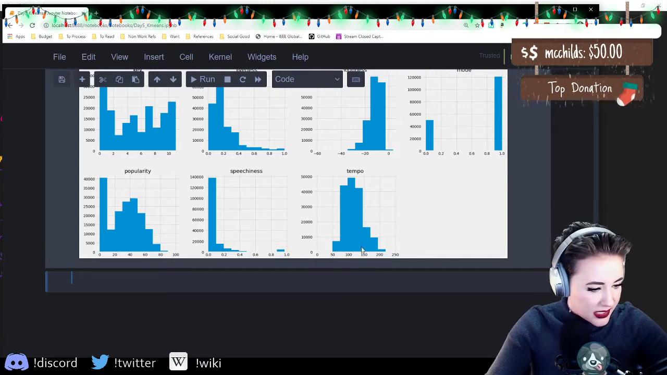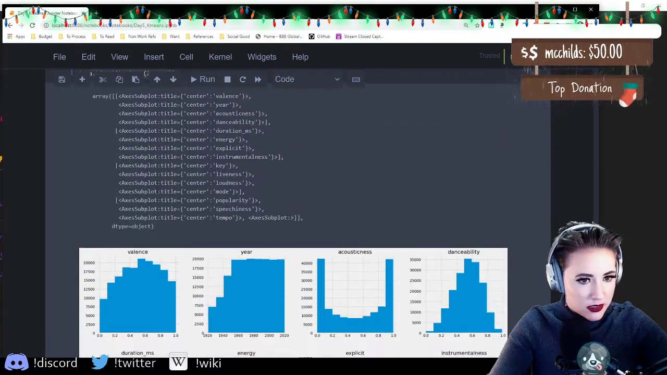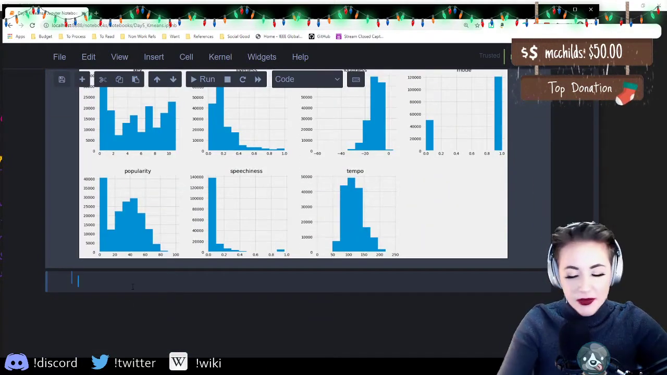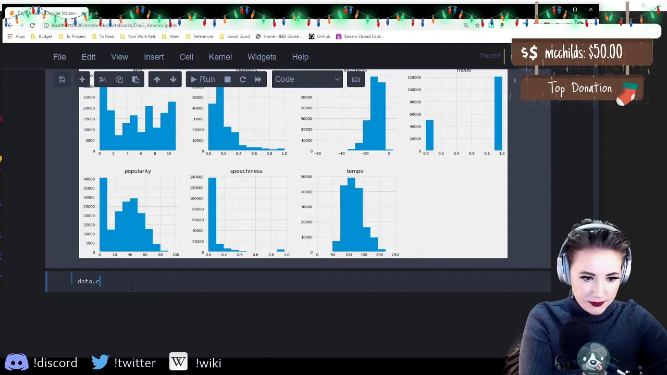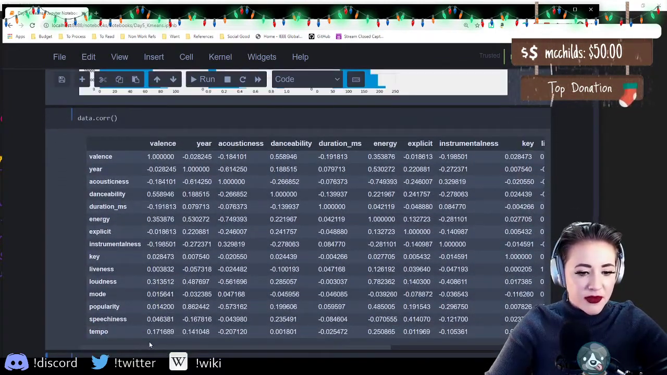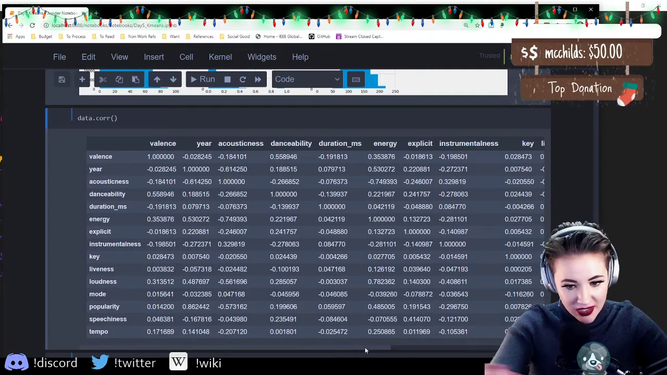How did fig size output those histograms? It didn't. Data.hist, my friend. All right. So we can also do our correlation matrix, right? And we can look at the correlation of each of these features with another.